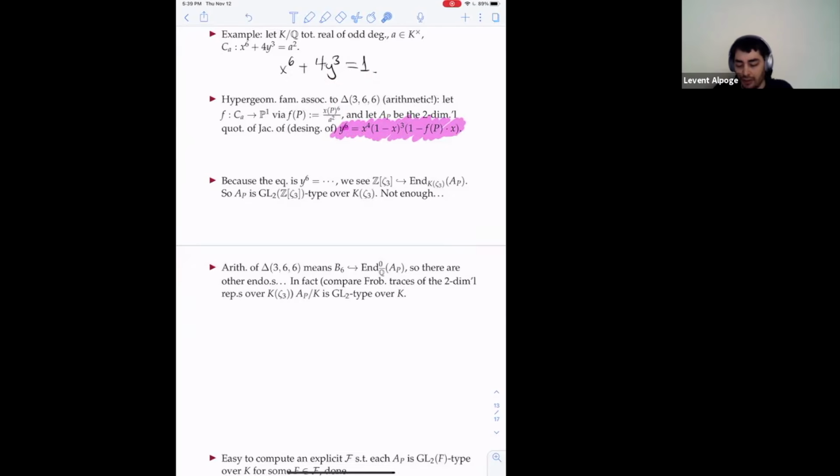It's just X to the 6th again. You can just write down all the families, everything explicitly, and you observe that this hypergeometric family of abelian surfaces is GL2 type over your base field. So you can apply the previous theorems about abelian varieties. But I mean, the point is just to find an explicit curve.